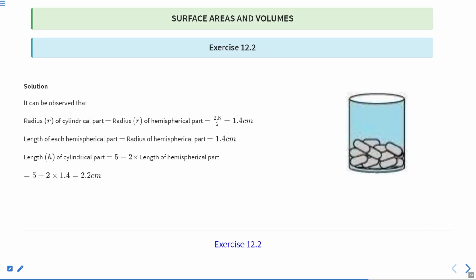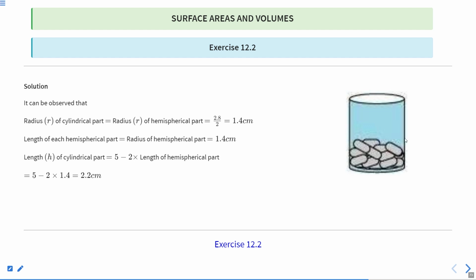Let us solve this problem. From this figure you can observe that the radius of the cylindrical part is equal to the radius of the hemispherical part, and this is equal to 2.8 by 2, since the diameter of the gulab jamun is 2.8 centimeter. So the radius of the cylindrical part equals the radius of the hemispherical part, which is 2.8 by 2, equal to 1.4 centimeter.